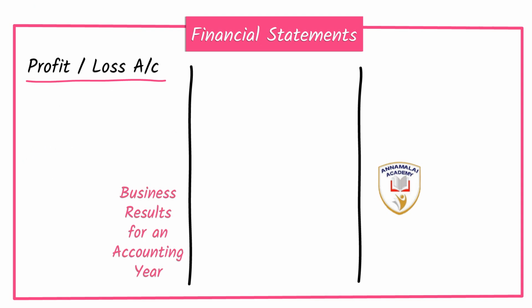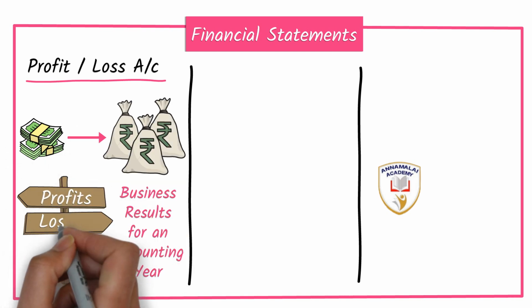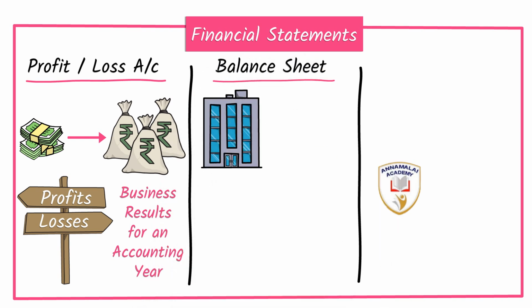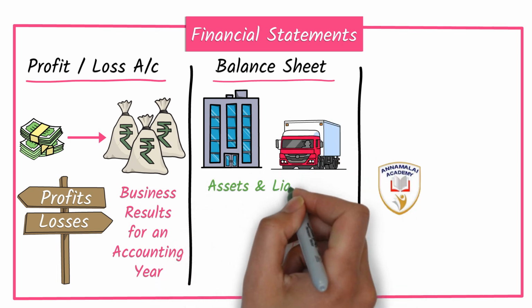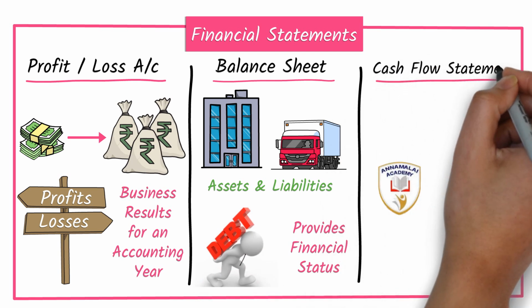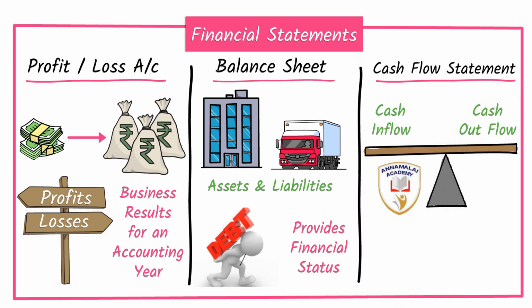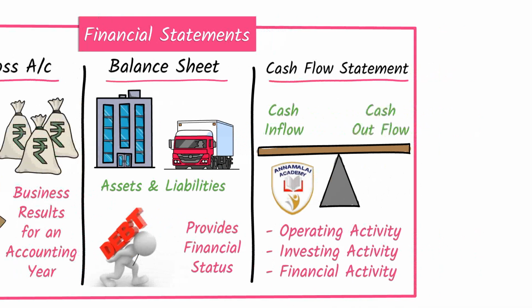This statement gives the business results of a company for a particular financial year, whether the company has gained a profit or incurred some loss. Balance sheet. This financial statement provides the financial status of a company, what are all their asset holdings and what are all the financial commitments, that is the liabilities. Cash flow statement. It details the cash inflow and cash outflow during a year. Normally, the cash flow is categorized into operating activity, investing activity and financing activity.